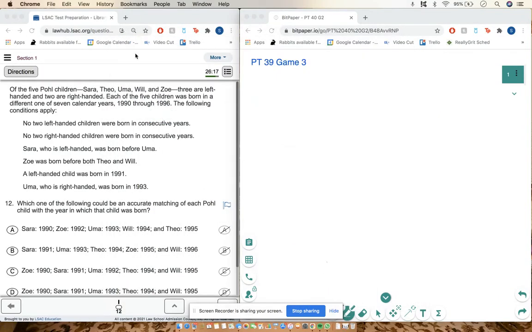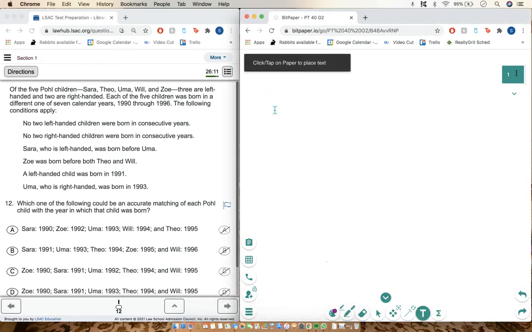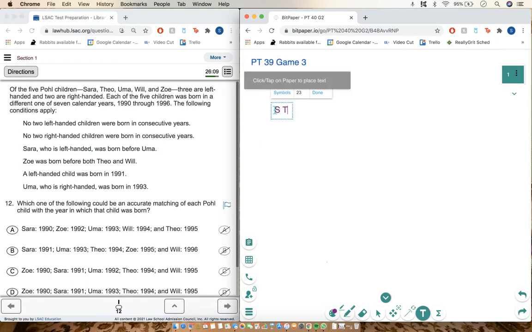Okay, this is an explanation for PT39 game 3. In this game, we have the variables S, T, U, W, and Z. And these are all children. Of these children, we know that 3 of them are left-handed. So we have 3 left-handed children and 2 of them are right-handed. We just don't know which ones are left-handed and which ones are right-handed.